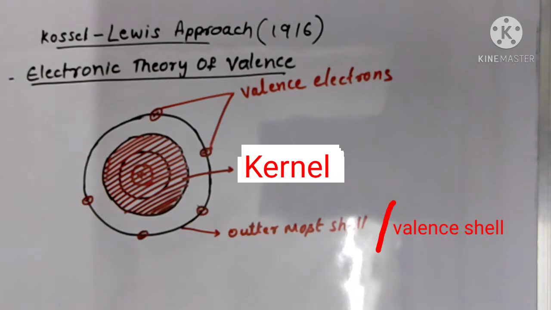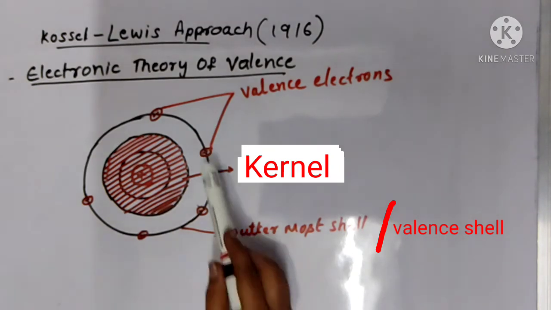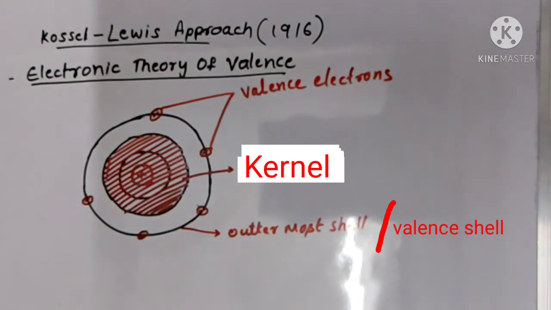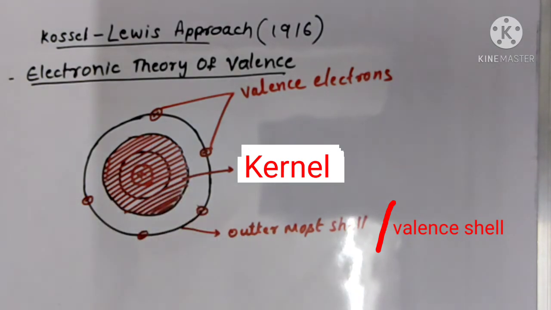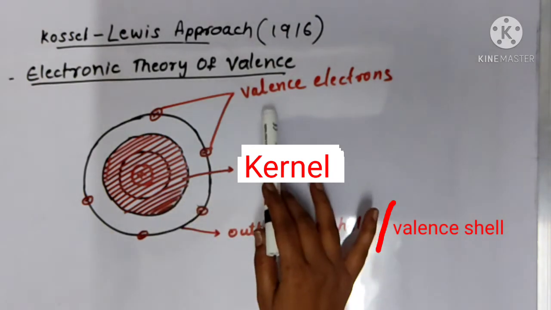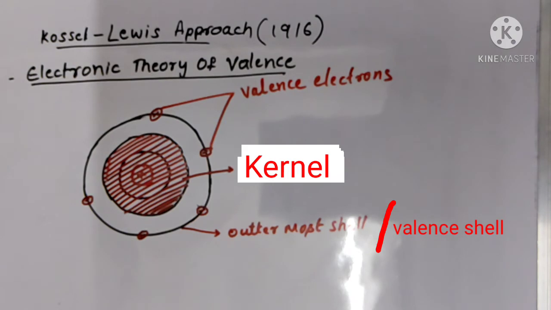So in this theory, what Kossel and Lewis say is, why so much complication about orbitals and energy levels? So they concentrated only on the outermost shell and ignored the nucleus and the inner orbitals. They called the nucleus and the inner orbitals the kernel, and the electrons present in the outermost shell are called valence electrons. The shell with these electrons is called the valence shell.